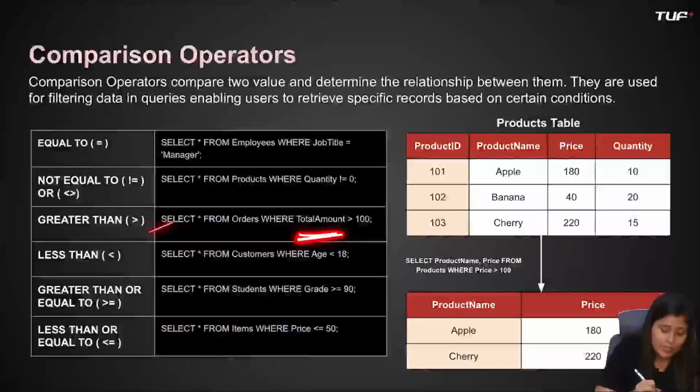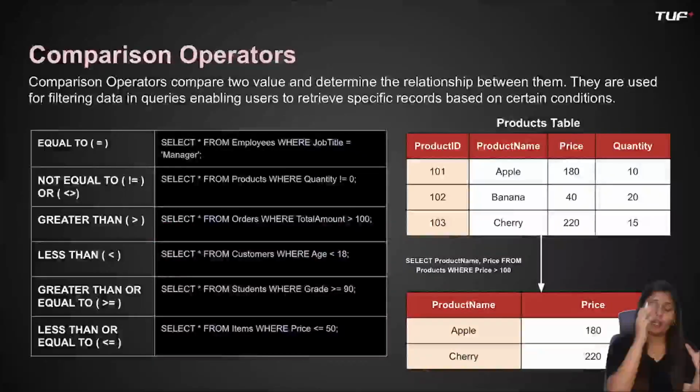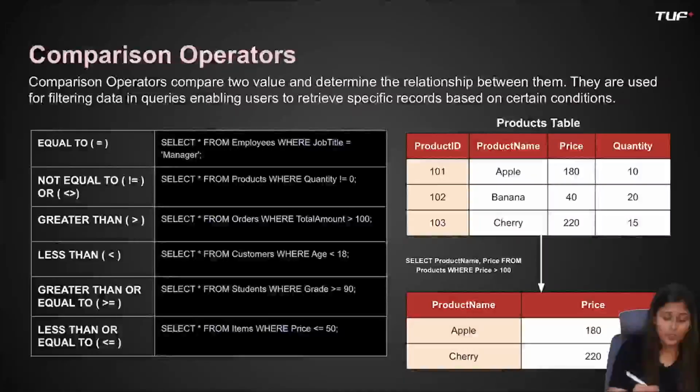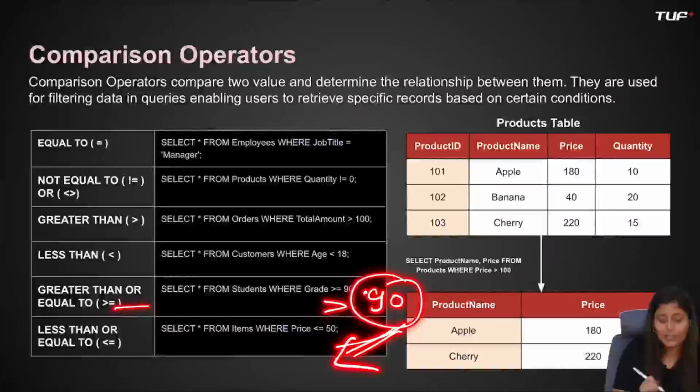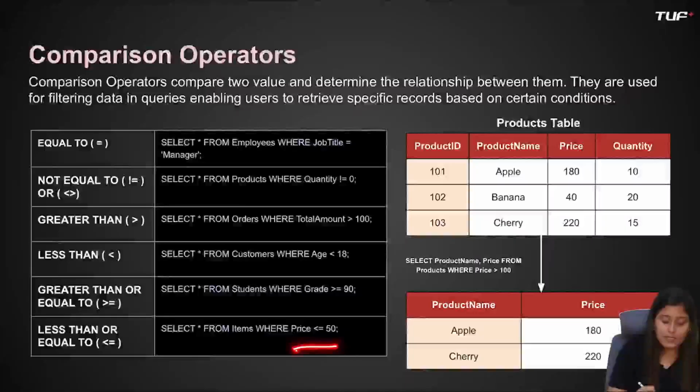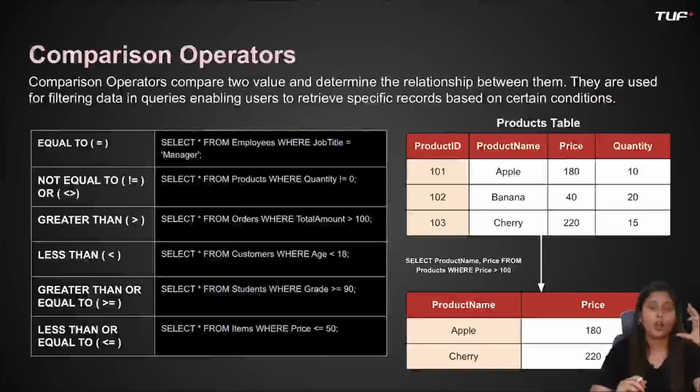Next, again, total amount is greater than 100. Again, we are comparing: let's suppose we have a column for total amount and we have values like 100, 50, 200 and all. So 50 will not get selected, or even 100 also will not get selected because you have used the greater than operator. Okay. Similarly, less than operator, then greater than or equal to. In this case, 90 and all the values greater than 90 will be selected. Similarly, 50 and all the values less than 50 will get selected. So this is all about the comparison operators we use to compare two values in a database.